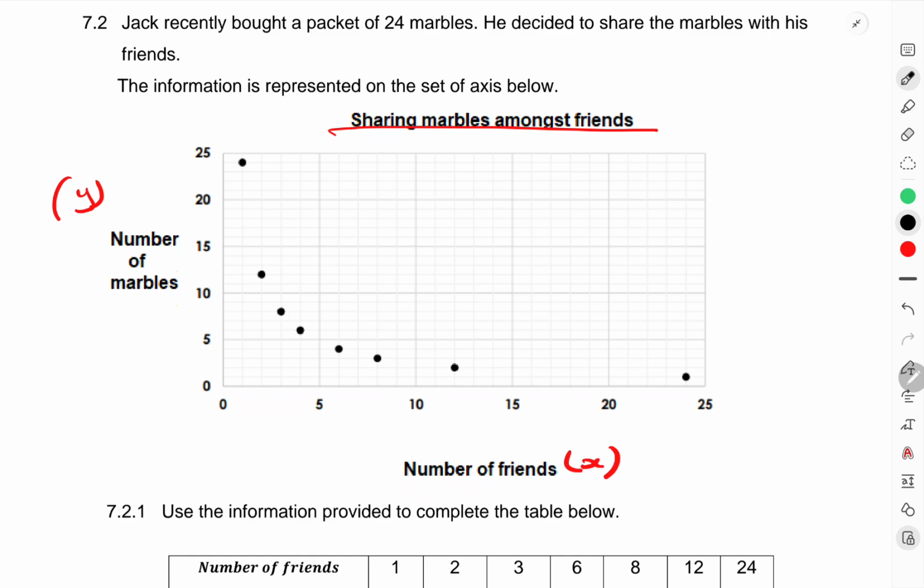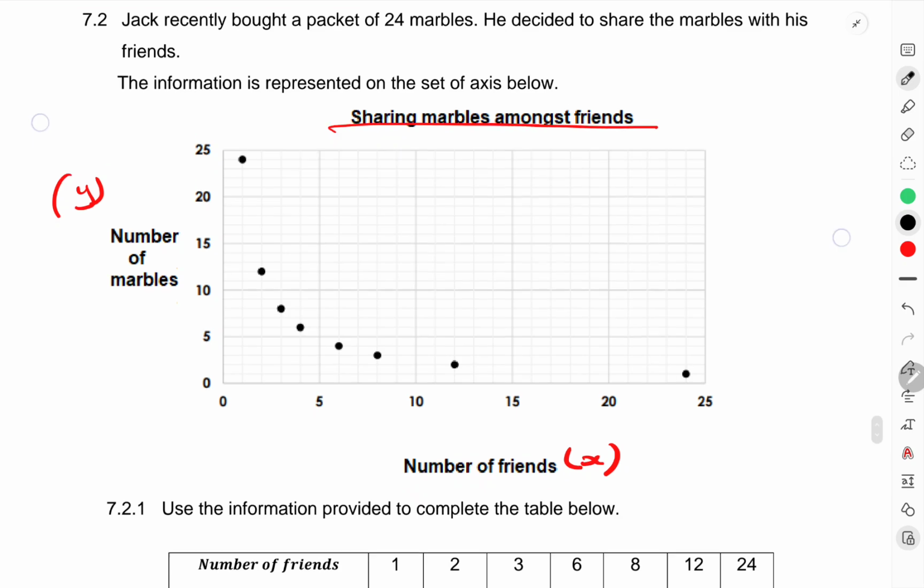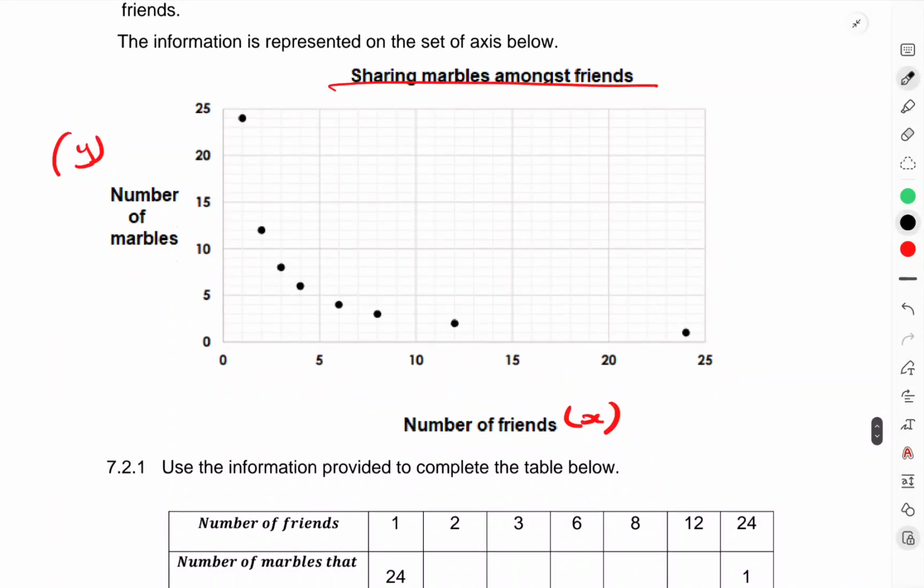Now, use the information provided to complete the table. How do we complete the table? We complete the table by doing the ordered pairs. How do we write the ordered pairs? You start with X, you follow with Y. That is how we do.